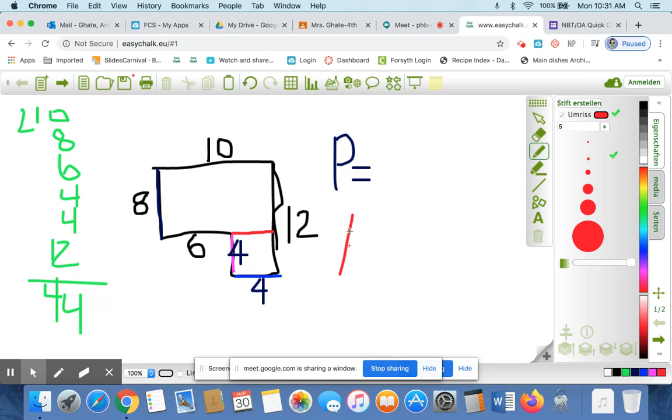Now I want you to figure out the area of this shape. So you're going to need to do the area here and here. Go ahead and do that.